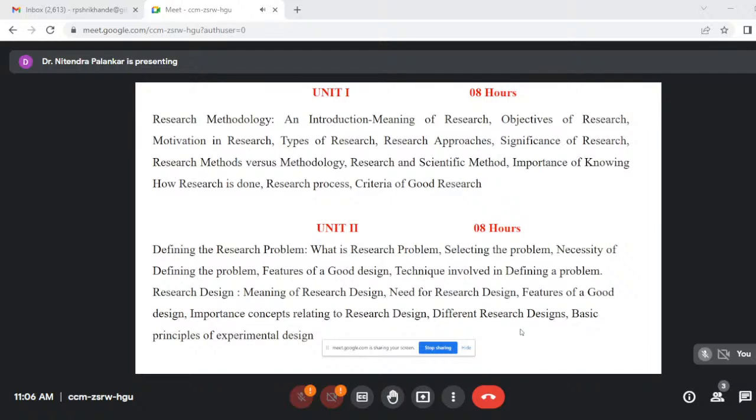Unit number 2 mainly deals with defining the research problem. Again, as I told you, we need to identify an area which is untouched by other researchers, wherein we can work. That we call a research problem. So how to identify that, what literature we need to refer to, how the method of reading literature is done, and how we identify this gap or the state of the art literature, all those things we will be discussing in this.